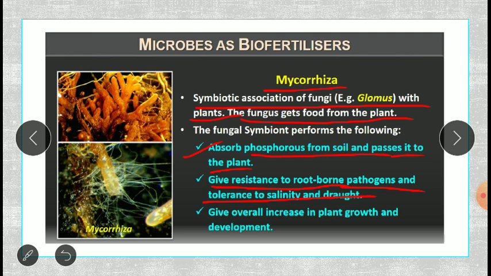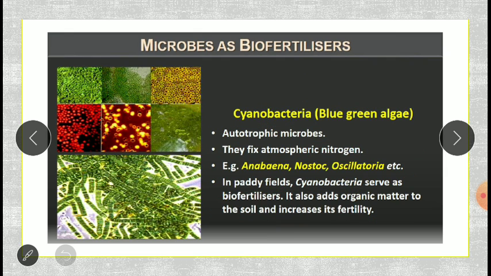In fact, it is going to be giving the overall increase in plant growth and development. So this is the mycorrhiza, which is used as a biofertilizer. The next one is the cyanobacteria, also called the blue-green bacteria. It is an autotrophic microbe which produces its own food. They are going to be helping to fix the atmospheric nitrogen. Example, Anabaena, Nostoc, Oscillatoria, etc.